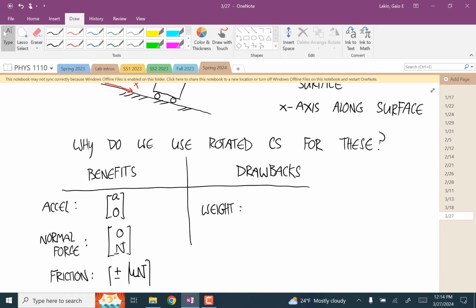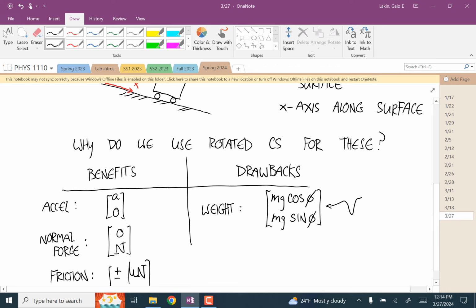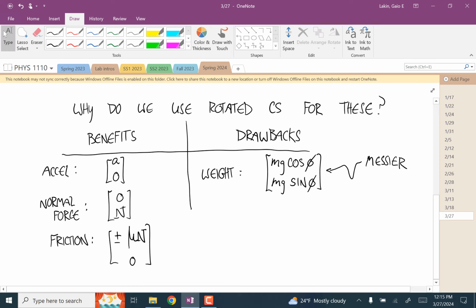And so now we're going to have to represent the weight as mg times the cosine of some angle, mg times the sine of some angle. So this is the one that gets messier. Well, you can see, we have these three things that get nicer, this one thing that gets uglier. Overall, it's in our favor to make this switch. But it does mean we have to deal with this weight force.